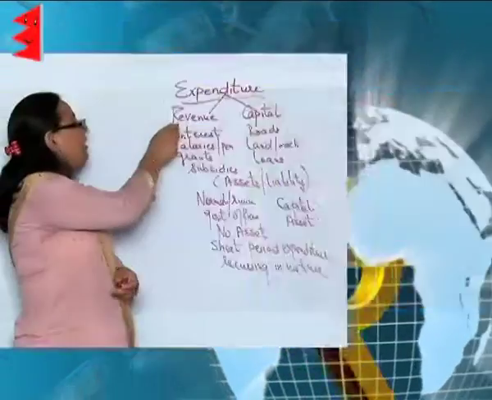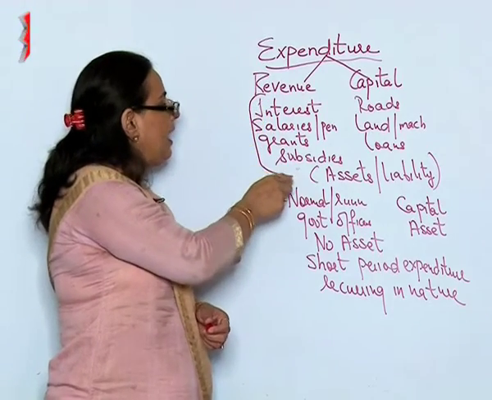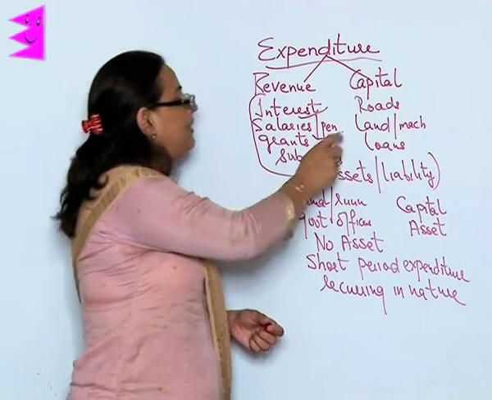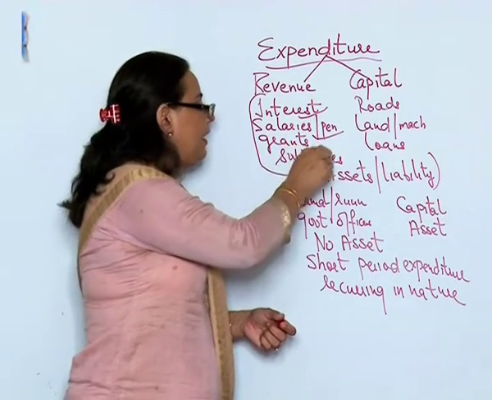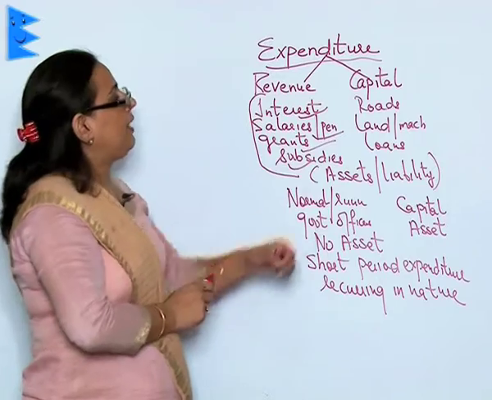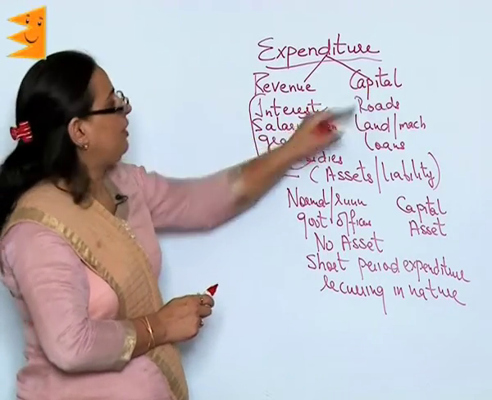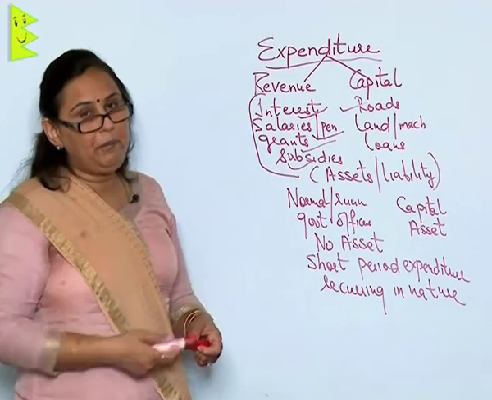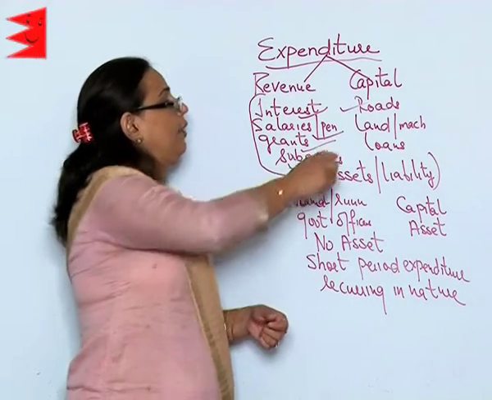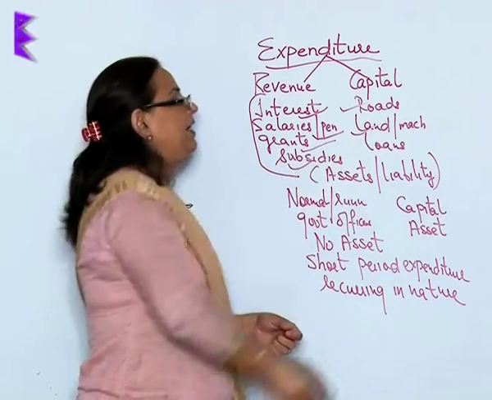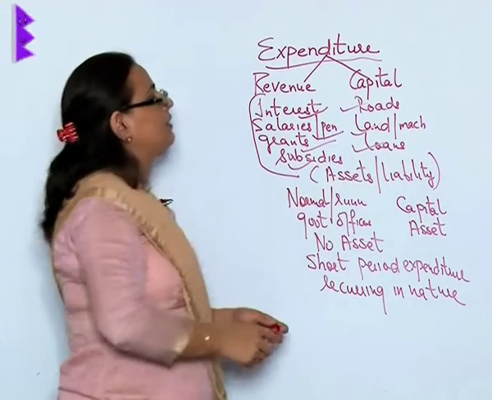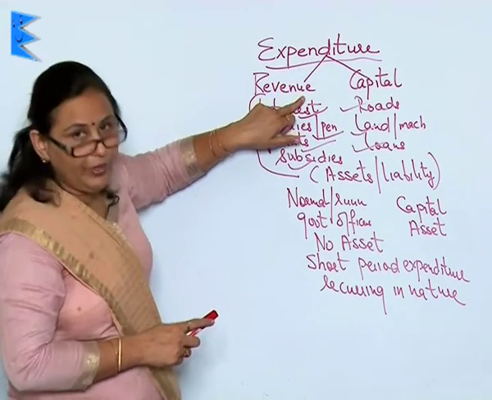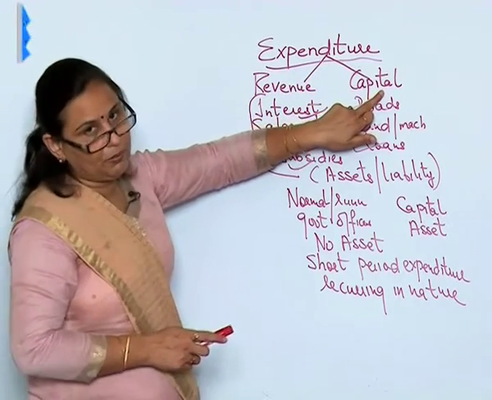And here in the revenue expenditure, the heads are the interest that it gets, the salaries and the pensions of the people, the grants and the subsidies. But when I talk of the capital expenditure, it will be constructions of roads, railway bridges, overhead bridges and so on. Okay. Purchase of land and machinery, giving of loans. That means the expenditure is either done in the form of revenue expenditure or the capital expenditure.